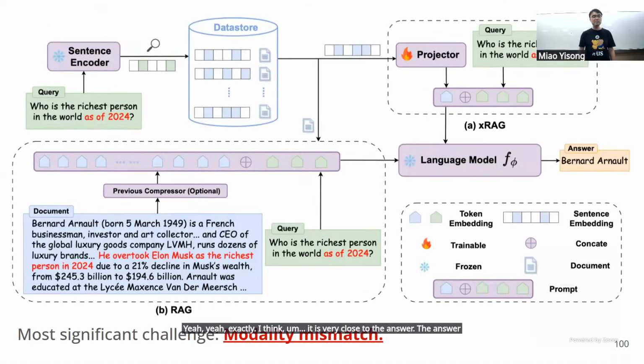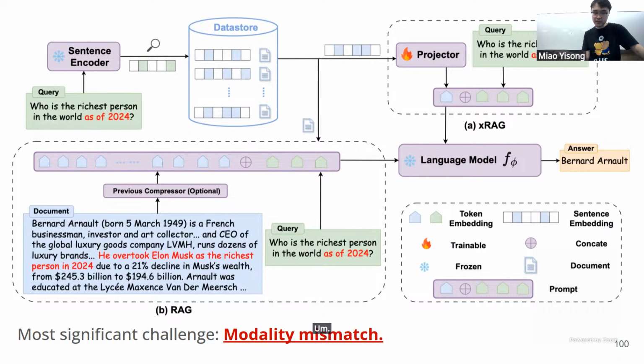The answer is modality mismatch. Because in the data store, their primary usage is for retrieval. So the sentence embeddings are optimized for retrieval, for similarities. However, for the downstream language model, their objective is to generate. So it's a general purpose model, not a specifically retrieval model. So here's the modality mismatch. The contribution of this work is primarily here.